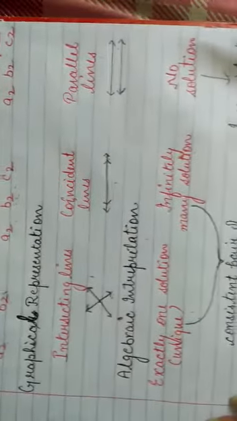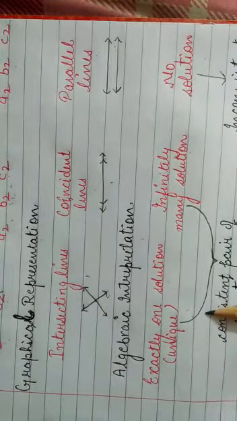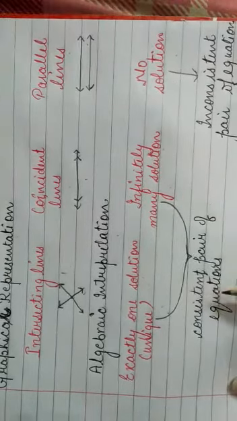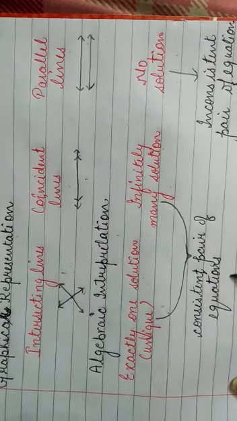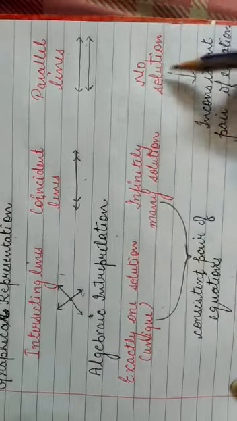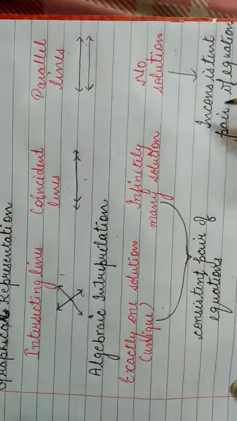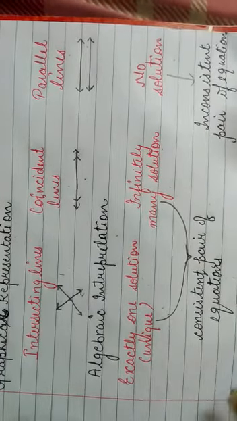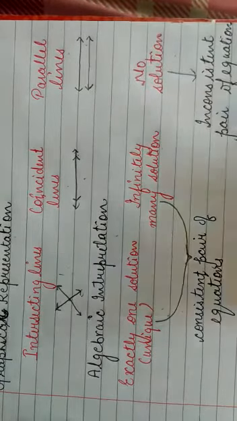Next, if the lines have a unique solution or many solutions, then we can say these lines are a consistent pair of equations. And if there is no solution, then we can say these lines are an inconsistent pair of equations. So let us see an example for that.